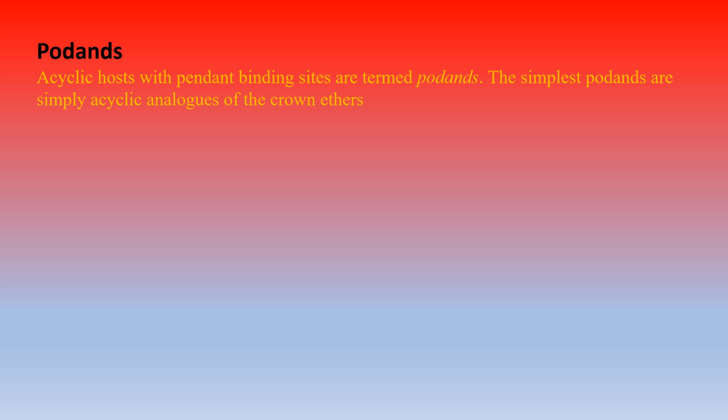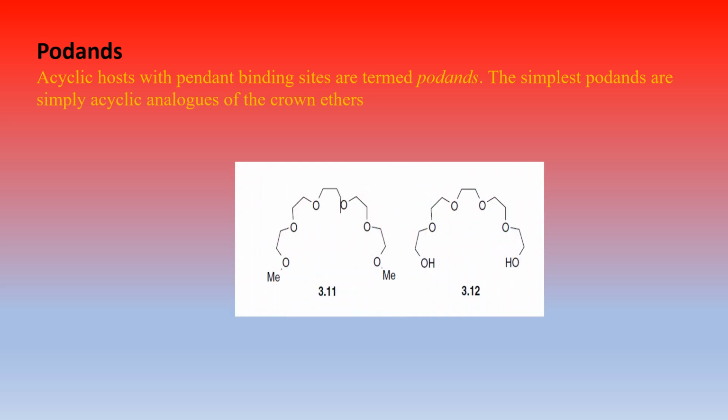So Podands are acyclic hosts. They have a structure similar to that of their cyclic analogs like crown ethers, so they will be more or less like crown ethers. So this is an example. Here you can see there is no cyclic structure, it is acyclic. I have marked it with the yellow color. So it is acyclic, there is no bond of attachment. If there is a bond of attachment, it can be called a cyclic host, that is nothing other than crown ethers. So this is a basic example for a Podand, which is very similar to a crown ether. The only difference between crown ethers and Podands is that crown ethers are cyclic and Podands are acyclic.